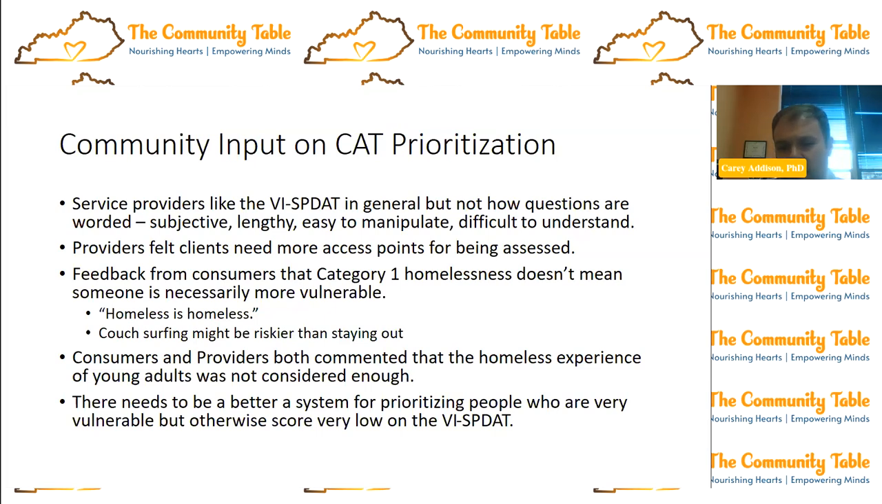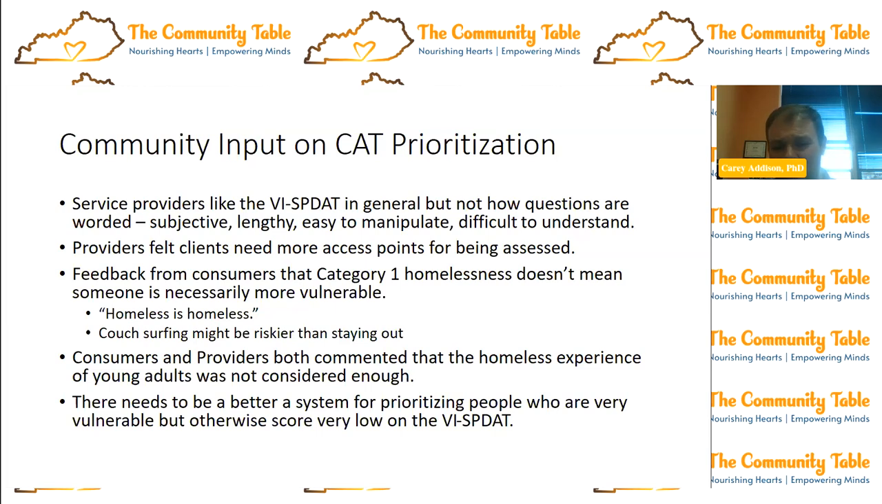We got a lot of feedback that the homeless experience of young adults and youth were not considered enough. And that came from both consumers and providers. And the interesting thing for me on the consumer end was that it wasn't young adults saying that. It was older adults that had aged outside of that transitional age, saying that they were just seeing so many more younger people out there. And also that we just need a system for prioritizing people who we know are really vulnerable, but they didn't score very highly on the VI SPDAT.